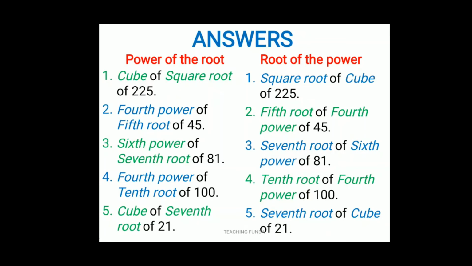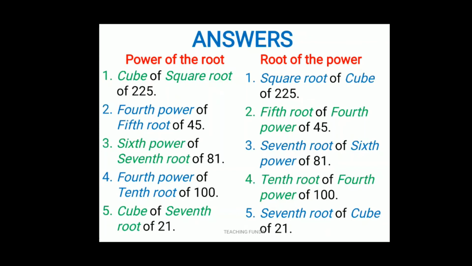Now see, 81 raised to 6 upon 7. The question starts from power, and in the place of power the number is 6, so the answer will be 6th power of 7th root of 81. In the next column, how will you write the answer? You take the root first: 7th root of 6th power of 81.